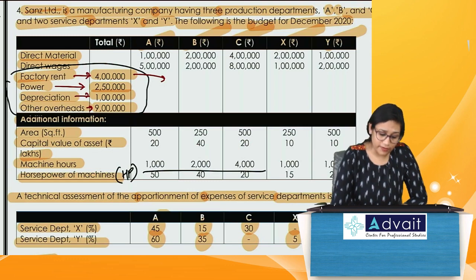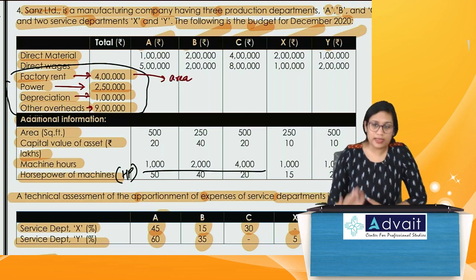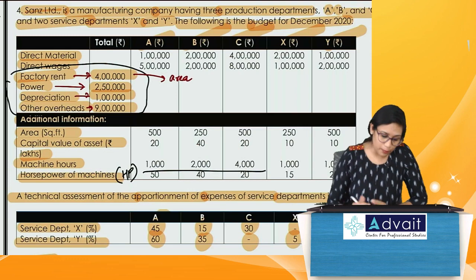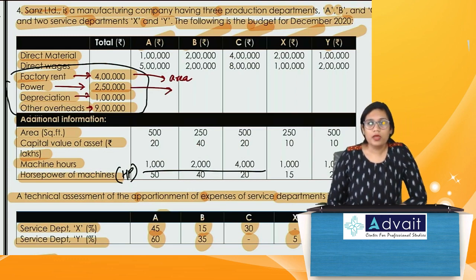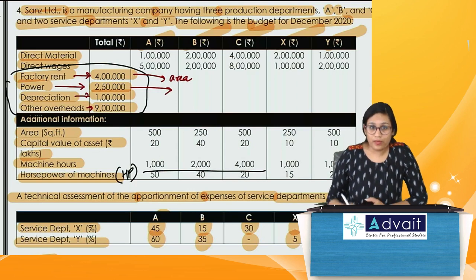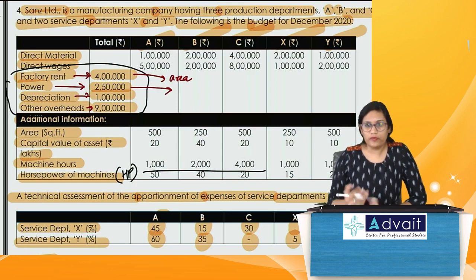Area. Perfect. So we are going to use area, which has been given, to apportion factory rent. Guys, what about power? For power, HP is given. Good. We can use HP.